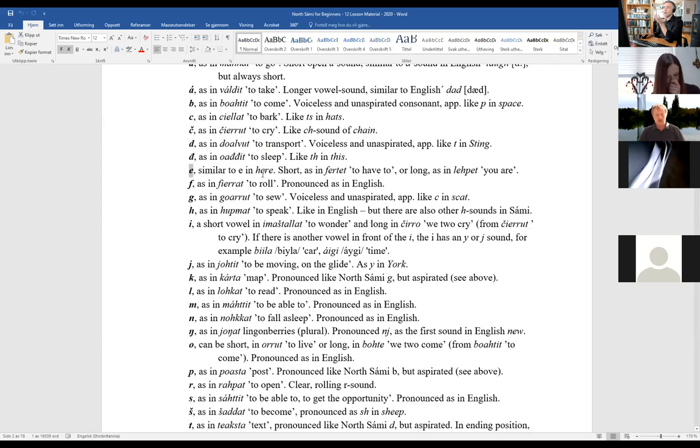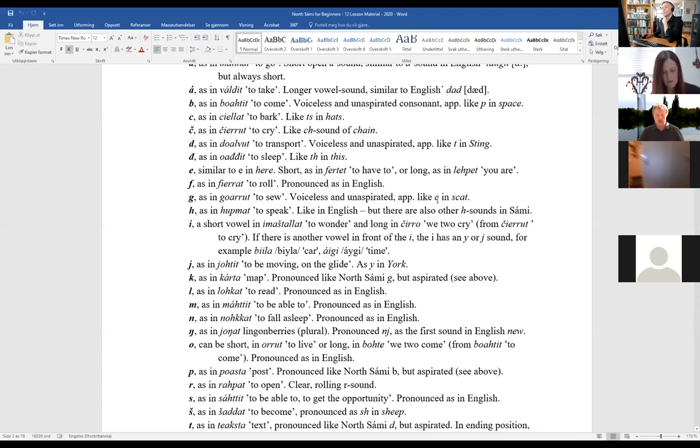E, here in English, you can say feretet. We have to feretet, or it can also be longer, lehbet. So feretet, there it's short, and lehbet. And then we have f, fjarrat, to roll. It's approximately as in English. Quarrot, to sew.